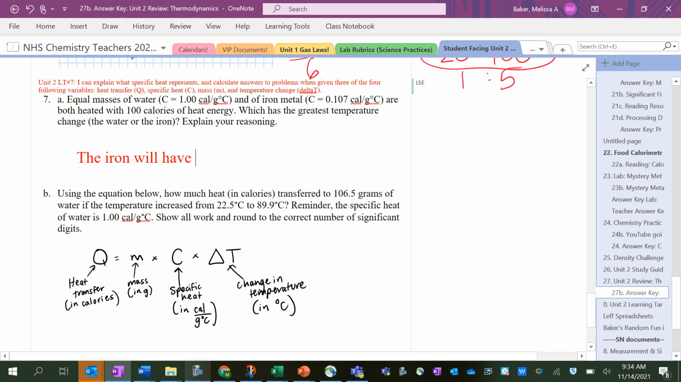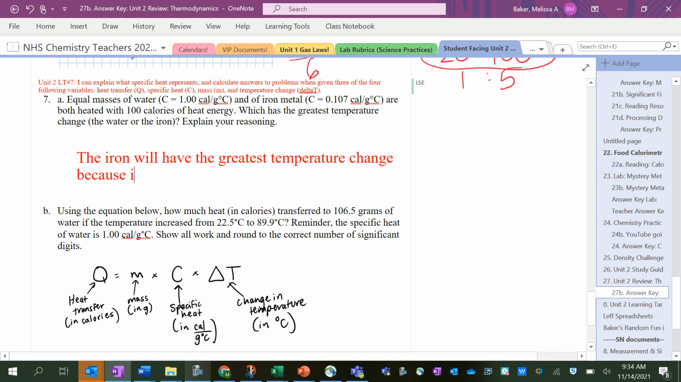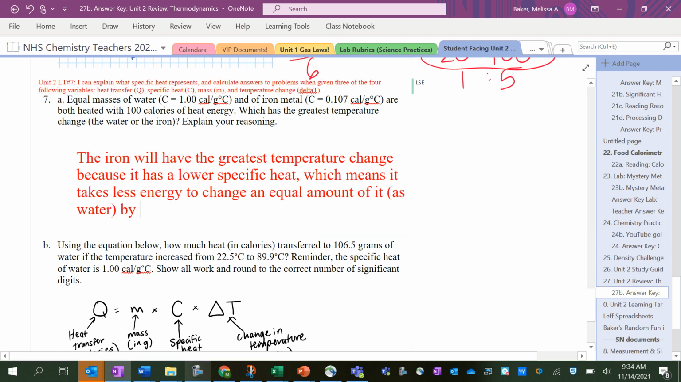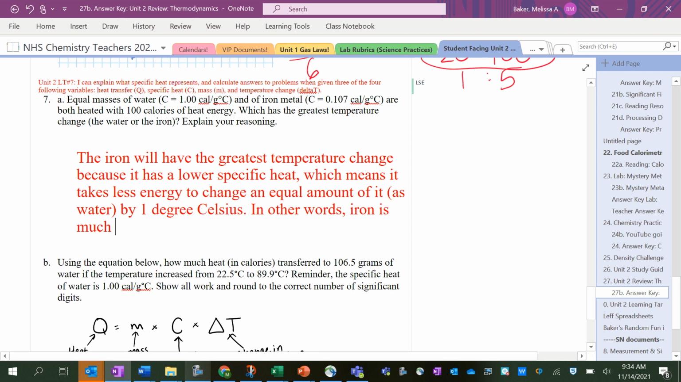The iron will have the greatest temperature change because it has a lower specific heat, which means it takes less energy to change an equal amount of it as water by 1 degree Celsius. In other words, iron is much easier to heat up than water.